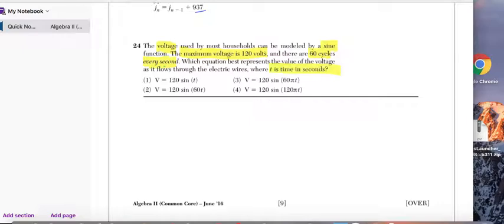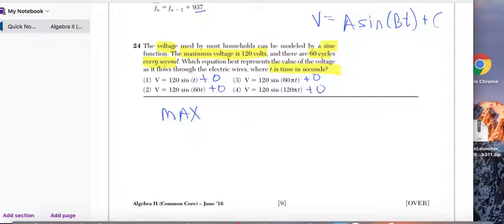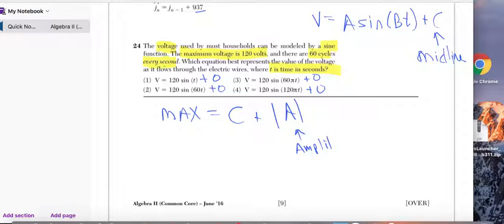Okay, so what we're going to do is, we know that the max is 120. Let's look at these one by one. If I have a function v equals a sine of bt plus c, all of the midlines here are 0. If you know from a previous video, to get the maximum, you do the midline, which is c, plus the absolute value of a. That's called the amplitude.